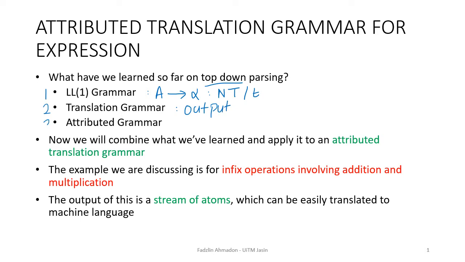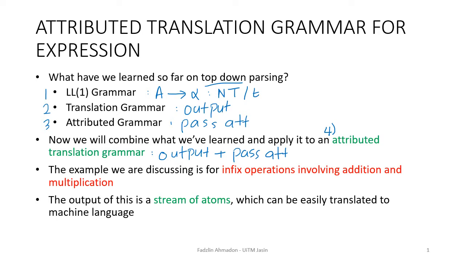We have also discussed attributed grammar. This is a grammar that is capable of passing attributes from one rule to another in the same grammar. Now we will combine what we have learned and apply it to a new type of grammar called attributed translation grammar. And just like its name implies, this is a grammar that is capable of producing output and also passing attributes from one rule to another.